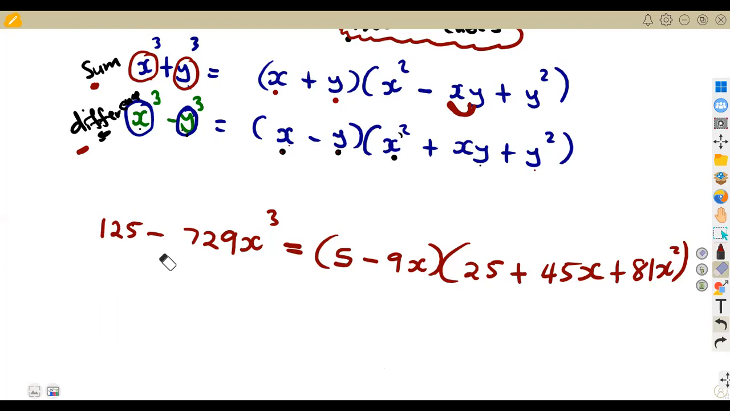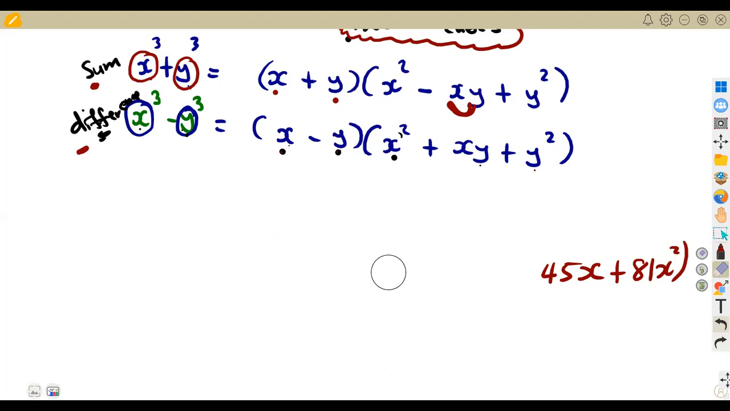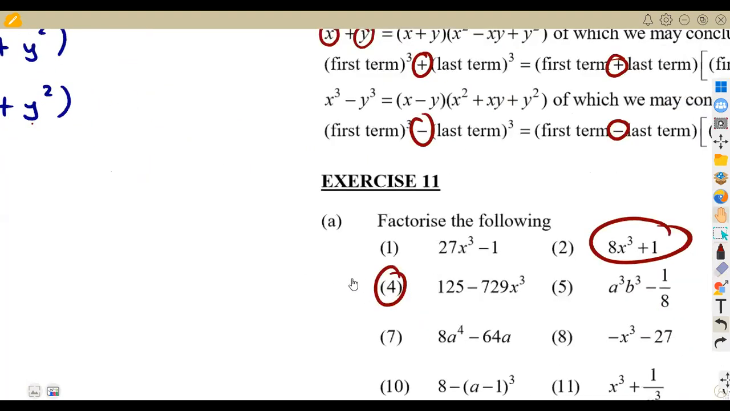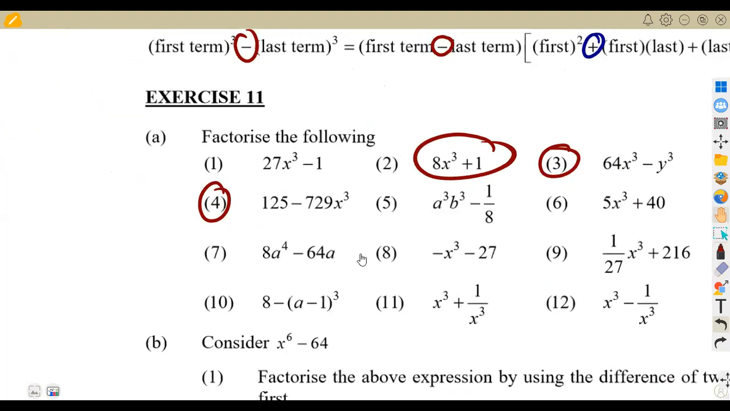When it comes to the factorization of the difference or the sum of 2 cubes, go back here and understand this. If you can understand this, you can answer any question, whether it's a fraction or what. So I'm not going to answer all these questions. I want you to try them.